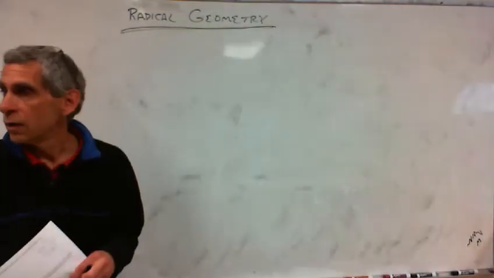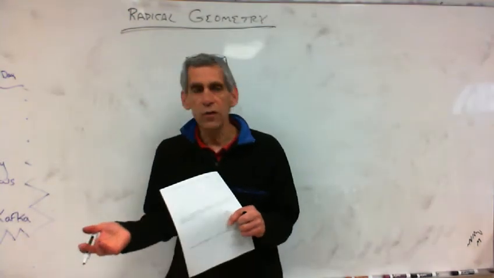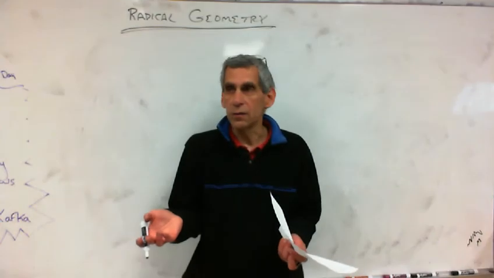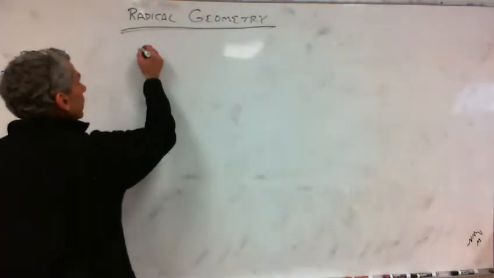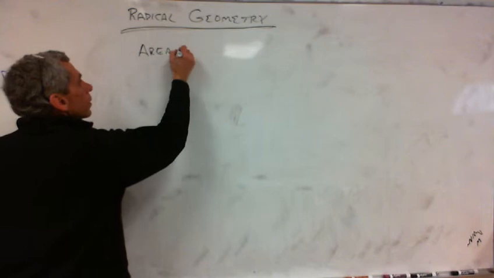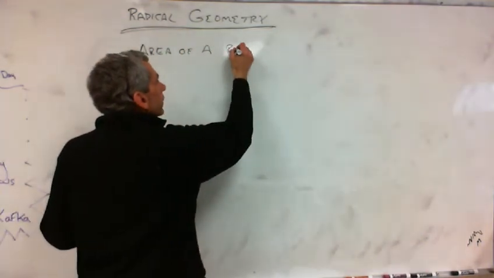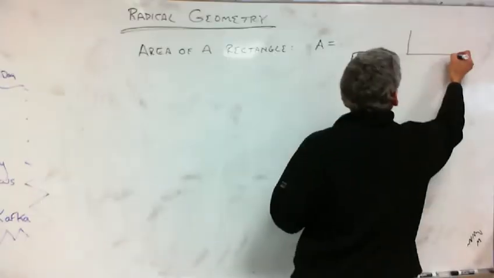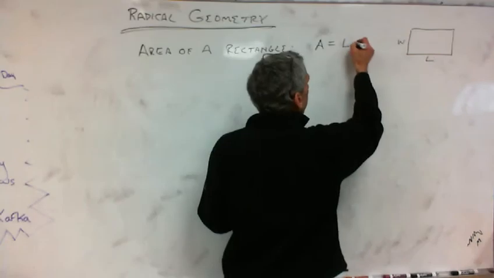Okay, radical geometry. All radical geometry is knowing your areas and your perimeters. You have to know what that is, right? So everybody knows the area of a rectangle. What's the formula? A is equal to... Here's my rectangle, here's my width, and here's my length. A is equal to W times L. Length times width, or width times length, either one. So I'll just say length times width.